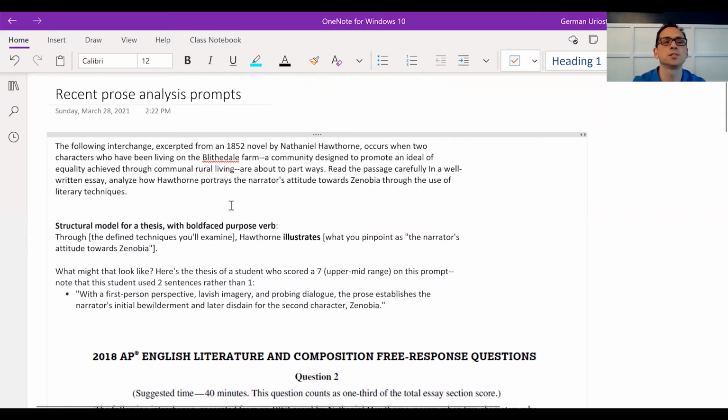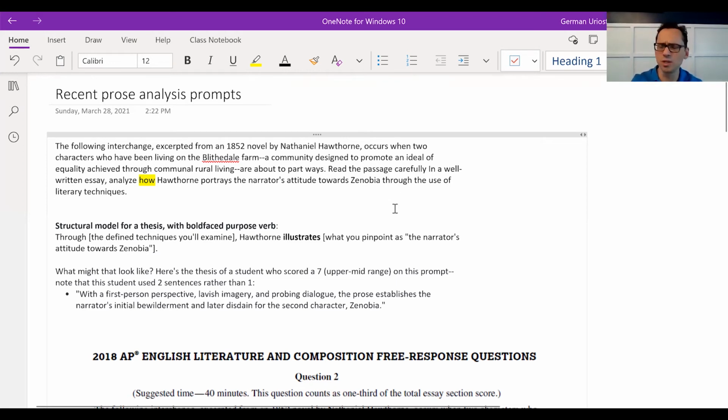Okay, let's break this down a little bit, right? First of all, I draw your attention to this ever important word, how. What does how mean? How means techniques. How means devices. How means literary elements or textual elements. All those things are synonymous, right?